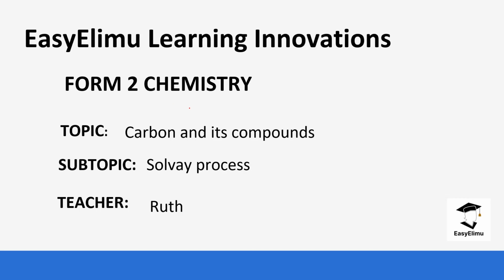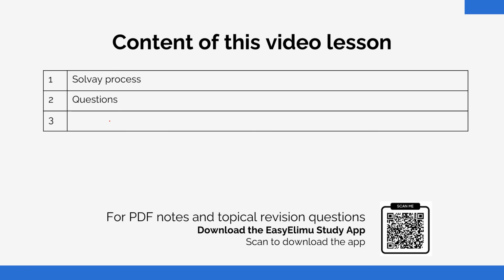My name is Ruth, and today we are going to be looking at the topic carbon and its compounds. Today we will be looking at the Solvay process. We are going to go through the details of the Solvay process, and then we will do just one question in regards to the Solvay process. So remember, the Solvay process is used in the manufacture of sodium carbonate. So look at the steps one by one as you go through it and make sure you're able to understand.